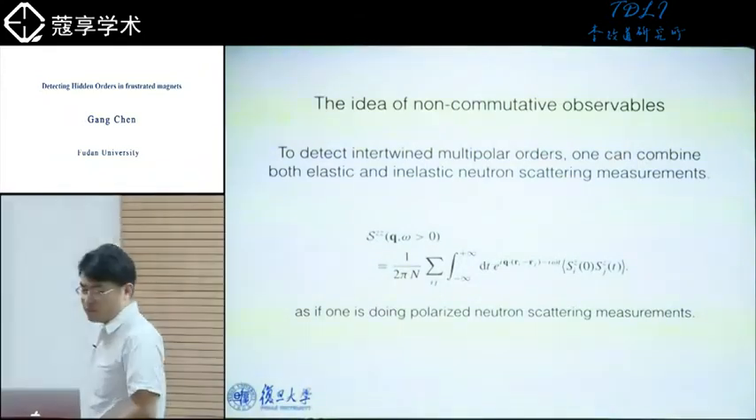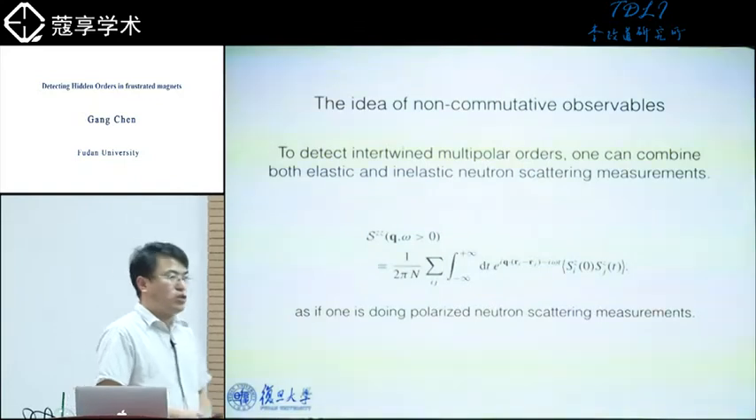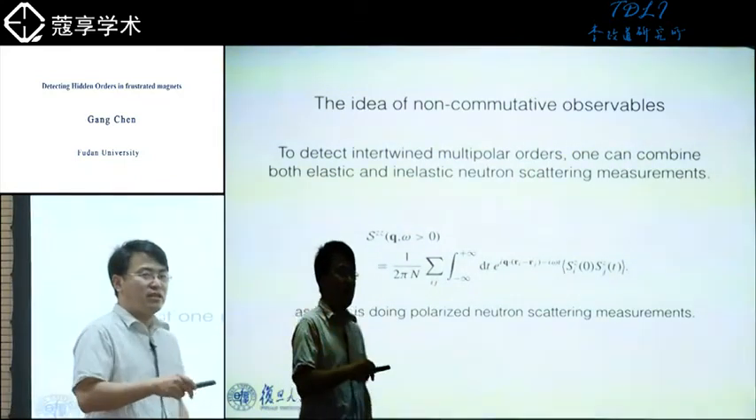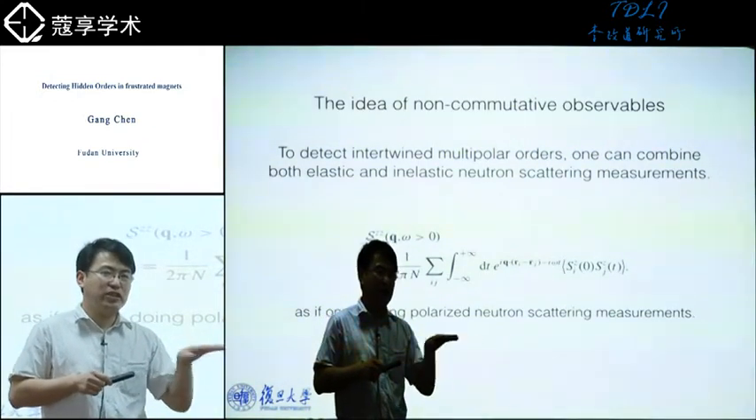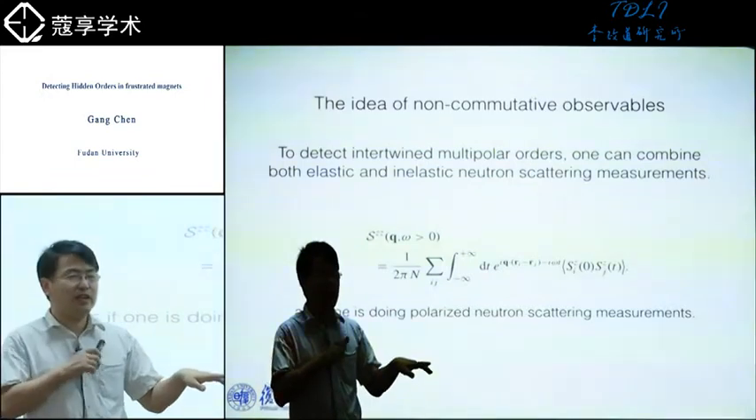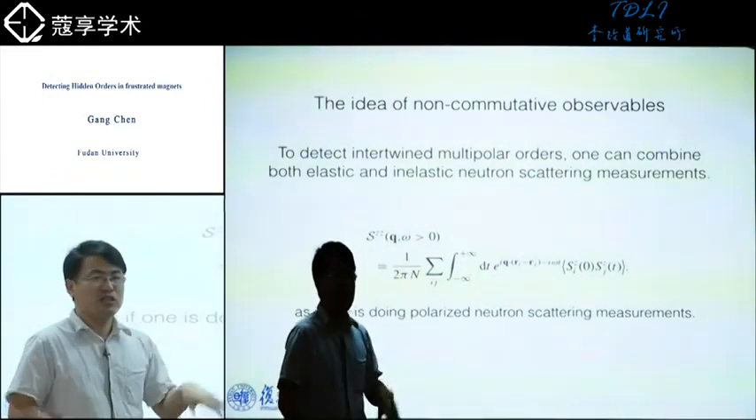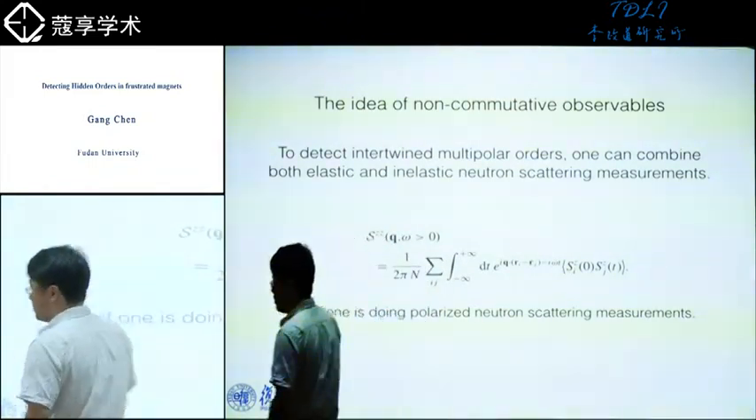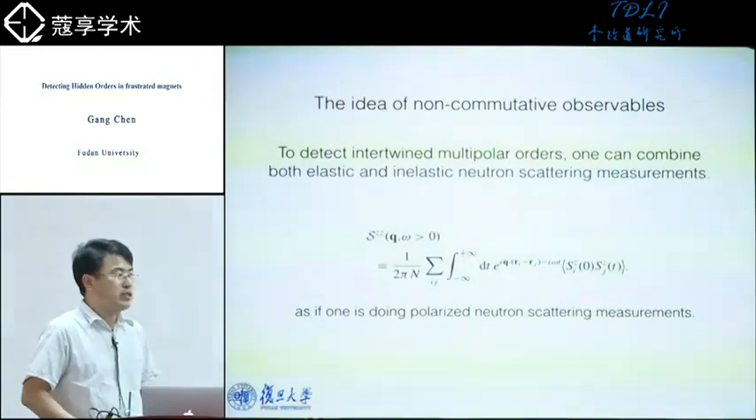Okay? So what this does is it directly measures the dynamics, the coherent dynamics of these hidden orders, right? And this coherent excitation recorded by inelastic neutron scattering directly reflects the underlying structure of the hidden order, right? So this is the idea. This is the proposal of selective measurement, right?